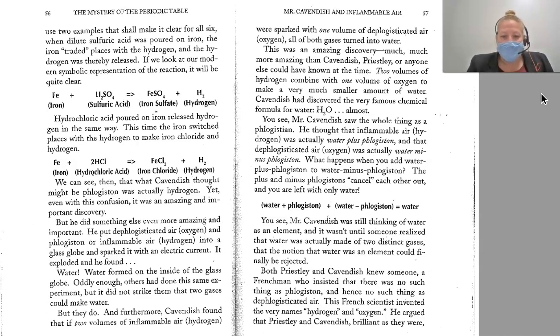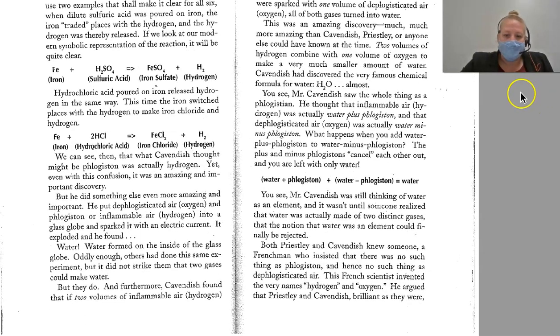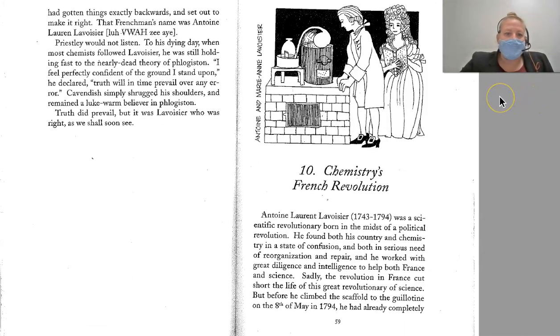The French scientist invented the names hydrogen and oxygen. He argued that Priestley and Cavendish, brilliant as they were, had gotten things exactly backwards and set out to make it right. The Frenchman was Antoine Laurent Lavoisier.